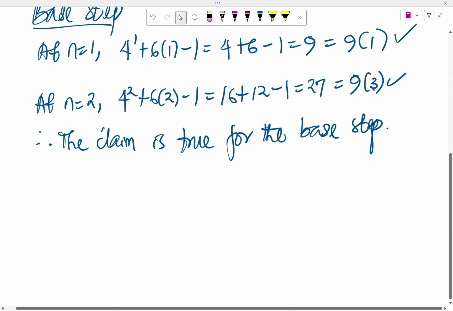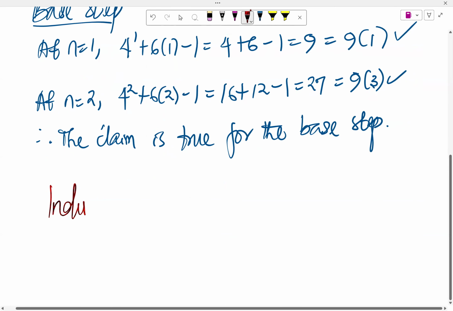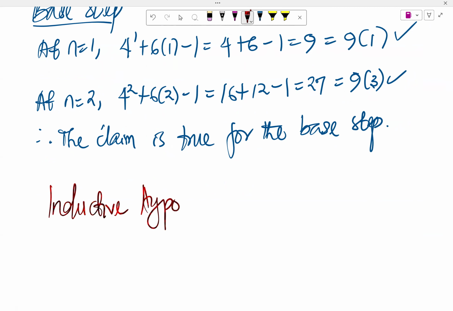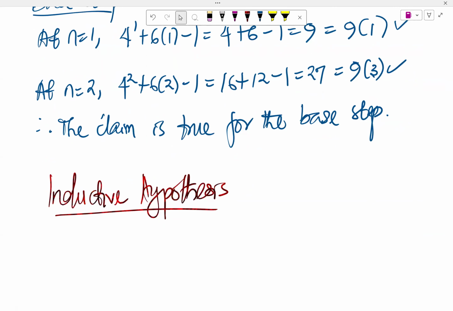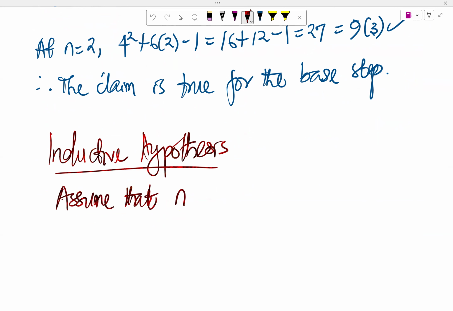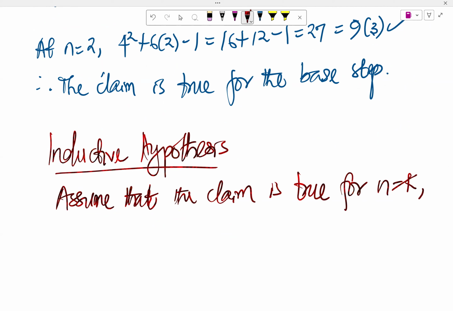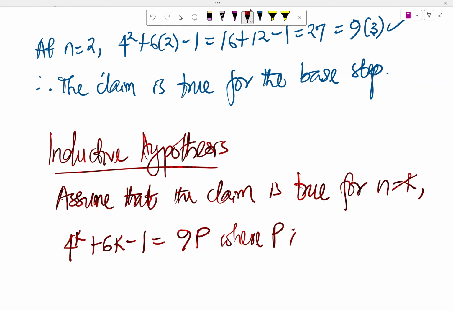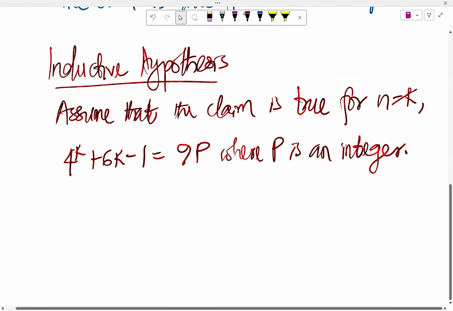The next step is the inductive hypothesis. This is where we assume that the claim is true for n equals k. So that means we can just say 4 raised to power k plus 6k minus 1 equals 9 times anything, maybe 9p, where p is an integer. That is all we can do for that.